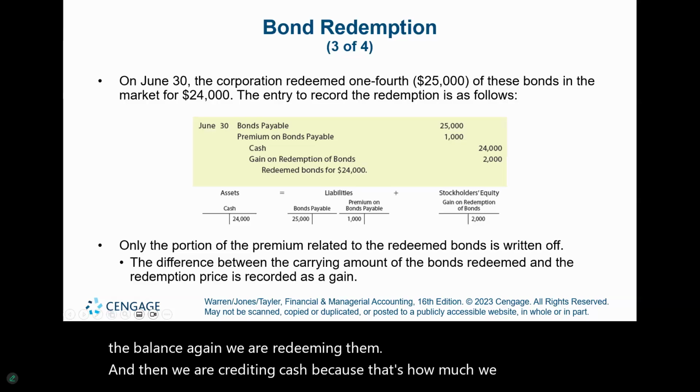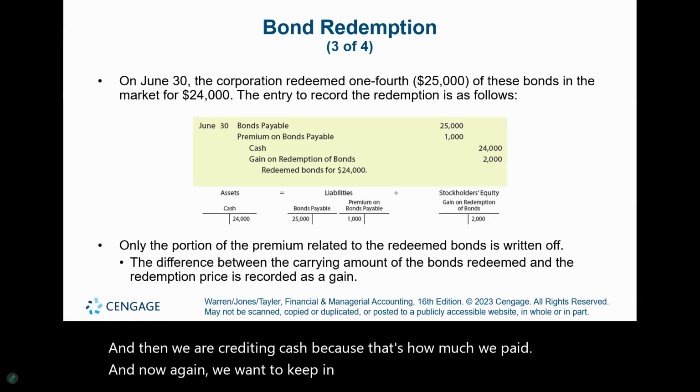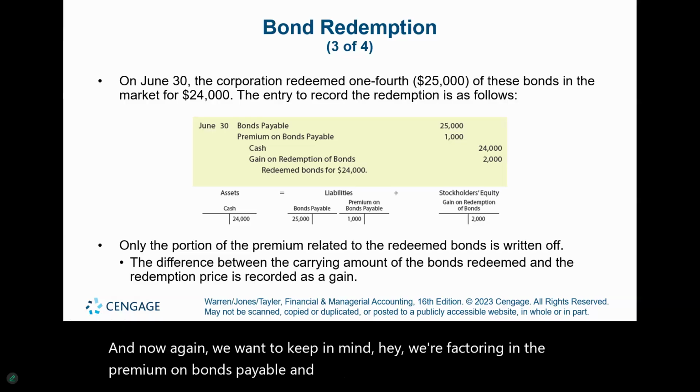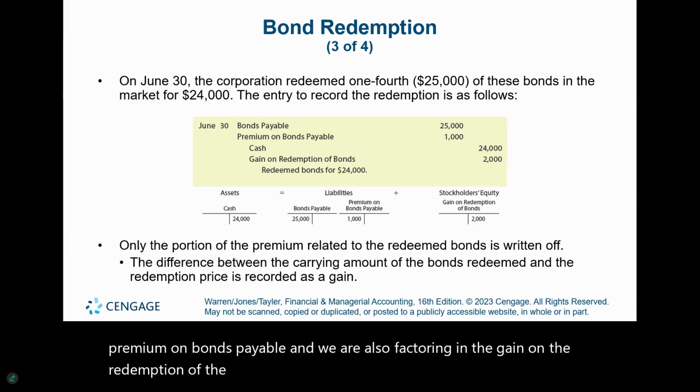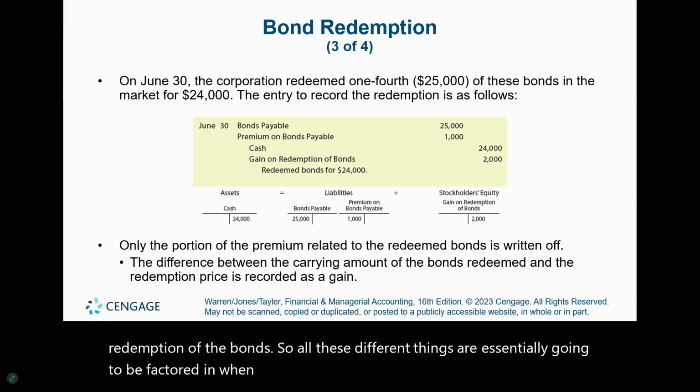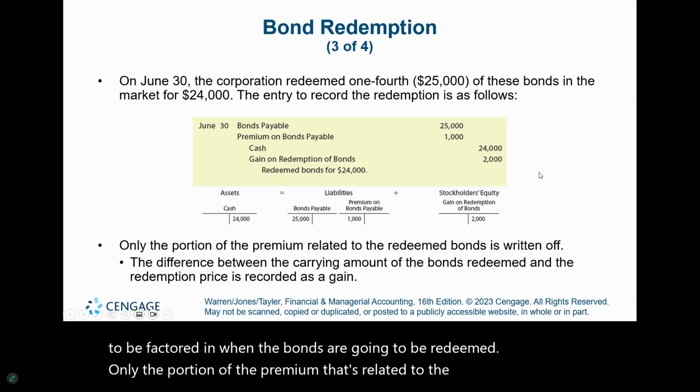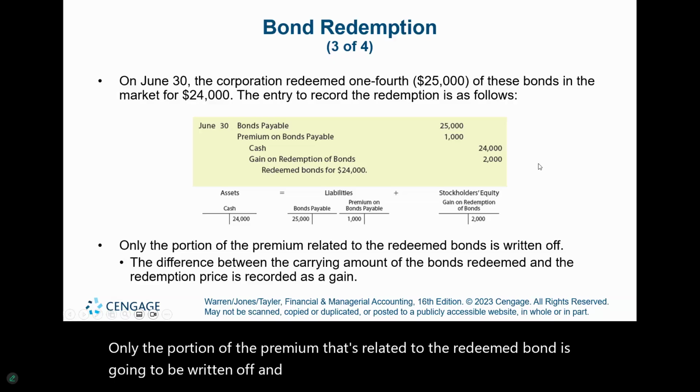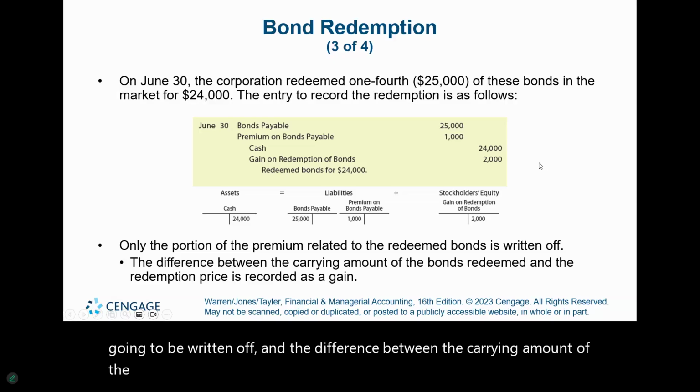And again, we want to keep in mind that we're factoring in the premium on bonds payable, and we are also factoring in the gain on the redemption of the bonds. All of these different things are going to be factored in when the bonds are redeemed. Only the portion of the premium that's related to the redeemed bond is going to be written off, and the difference between the carrying amount of the bonds redeemed and the redemption price is recorded as a gain.